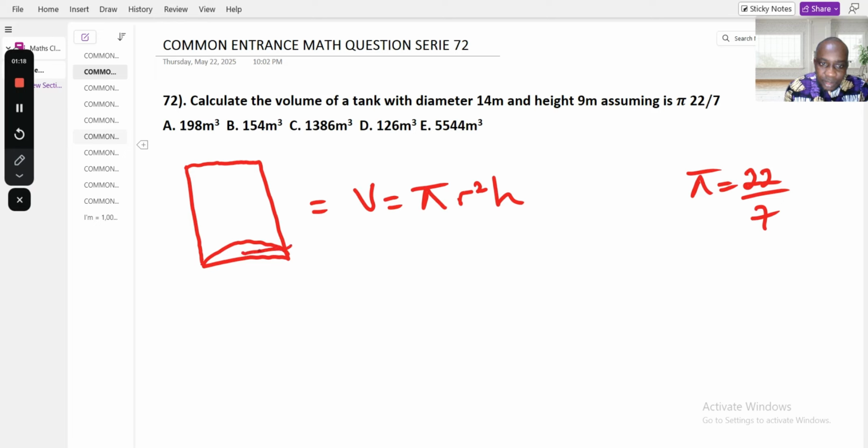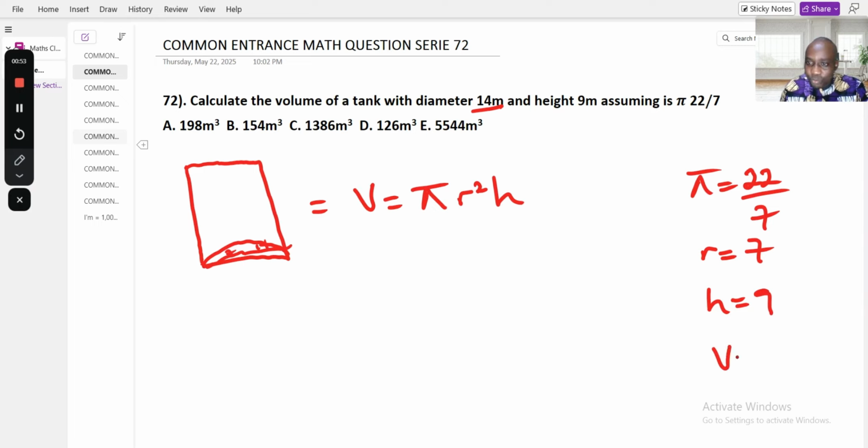From here, this here will be 14. This here will be 7. And this way will be 7. Therefore, our radius is going to be 7. Half of diameter. We have 14 here. The question gives us 14 meter. Therefore, the half will be 7. What is our height? The height is 9.